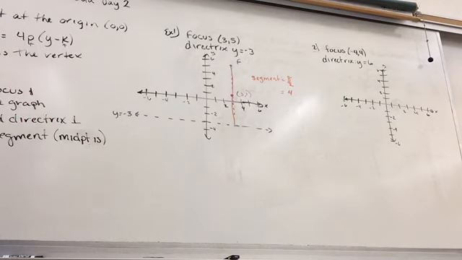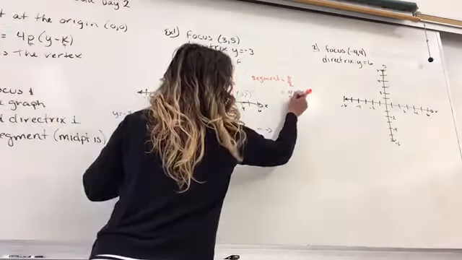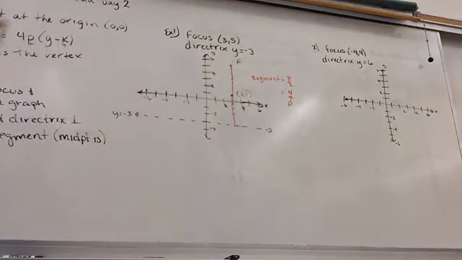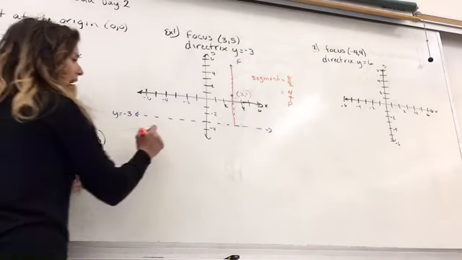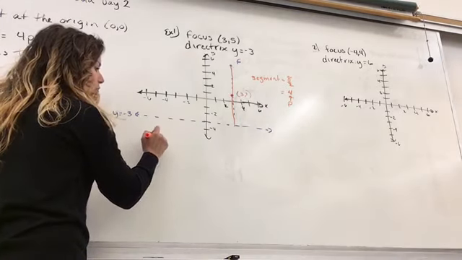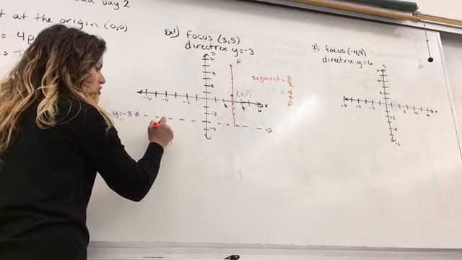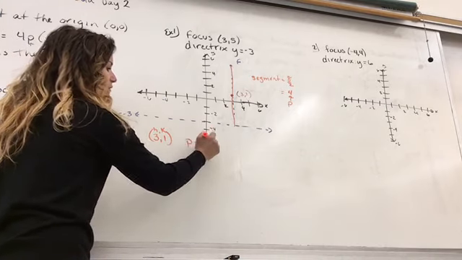I have h and k. Now I need to figure out p. My p value is very simple. It's that 4. It's that distance, the halfway point between your focus and your directrix. So I now have h and k, so I know (3, 1) is my vertex, and I know my p value is 4.